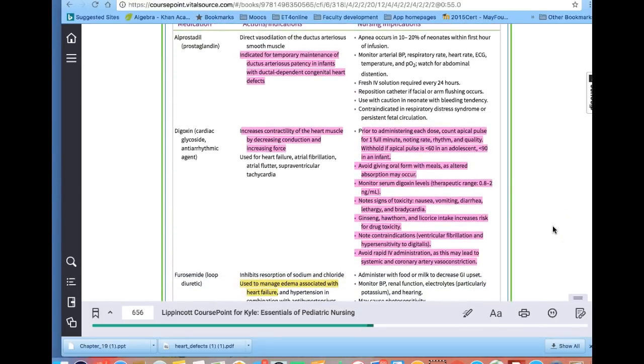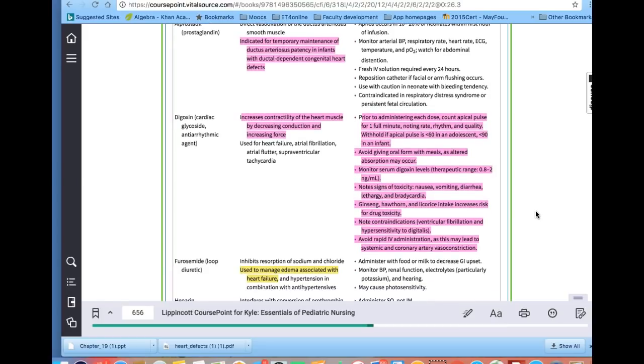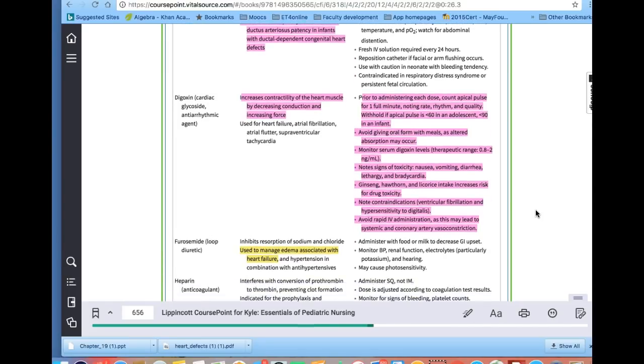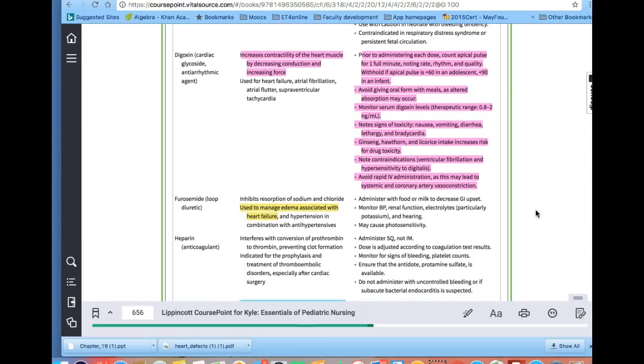DIG, and you know what DIG is. It increases the contractility, decreases the rate. You're probably pretty familiar with that. Here are some indications when you're administering digoxin to a child. You need to make sure you count your apical pulse 1 full minute. If the heart rate's less than 60 in an adolescent or 90 in an infant, you hold the med. Okay, remember that, less than 90. And then I'll let you read through the other indications. Make sure that you know signs of DIG toxicity: nausea, vomiting, diarrhea, bradycardia. Okay, important to know those.